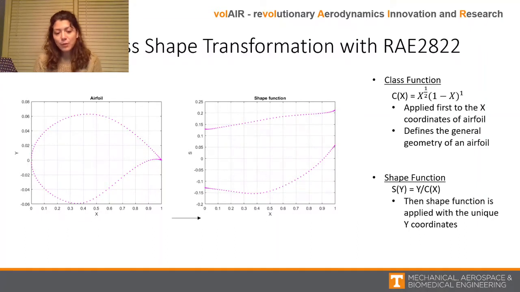What is this? Well, the class-shape transformation method consists of two equations, the class function and the shape function. The class function is applied first, and it defines the general geometry of the airfoil. The shape function comes next, and we get the graph on the right. This method is important because it basically decomposes the airfoil into something we can work with and manipulate for optimization.